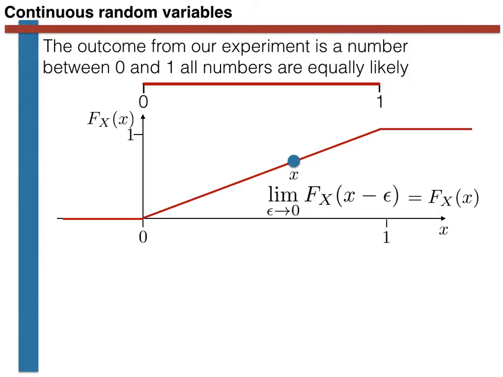The fact that both the x plus epsilon and x minus epsilon limits are equal to f of x is important, and it implies that our cumulative probability distribution function is continuous and thus differentiable. When neither of these limits or only one of these limits hold, the function cannot be differentiated.